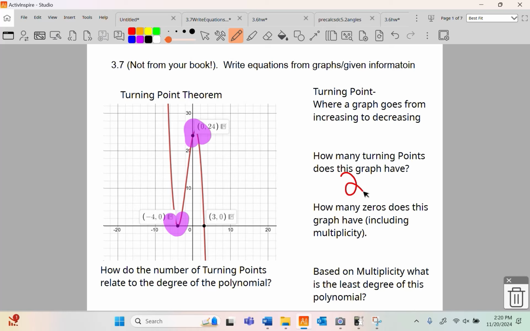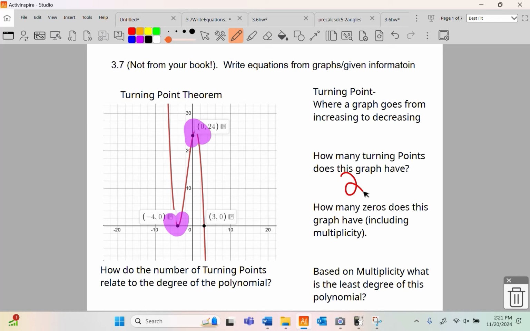Now, how many zeros does this graph have, including multiplicity? What are you saying? 3. Can you tell me why you're saying that's 3 zeros? Is (0, 24) a zero? When we talk about something in the 0, we're referring to its y value being 0. (0, 24) is a y-intercept. It's not a zero. So I'm not disagreeing with 3.